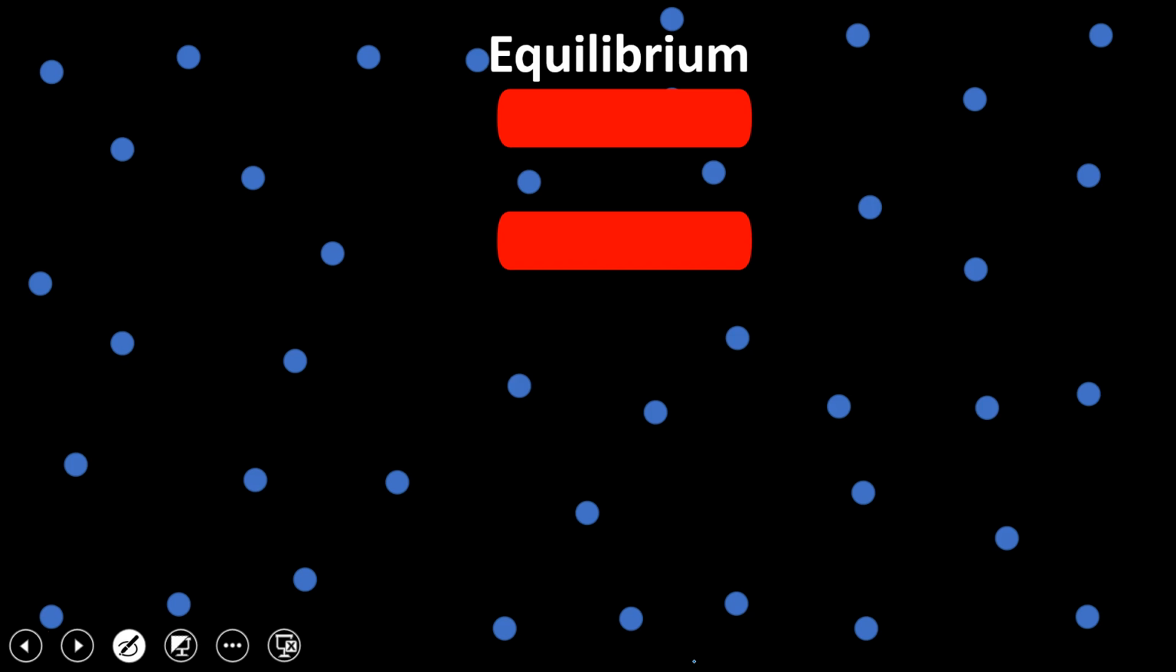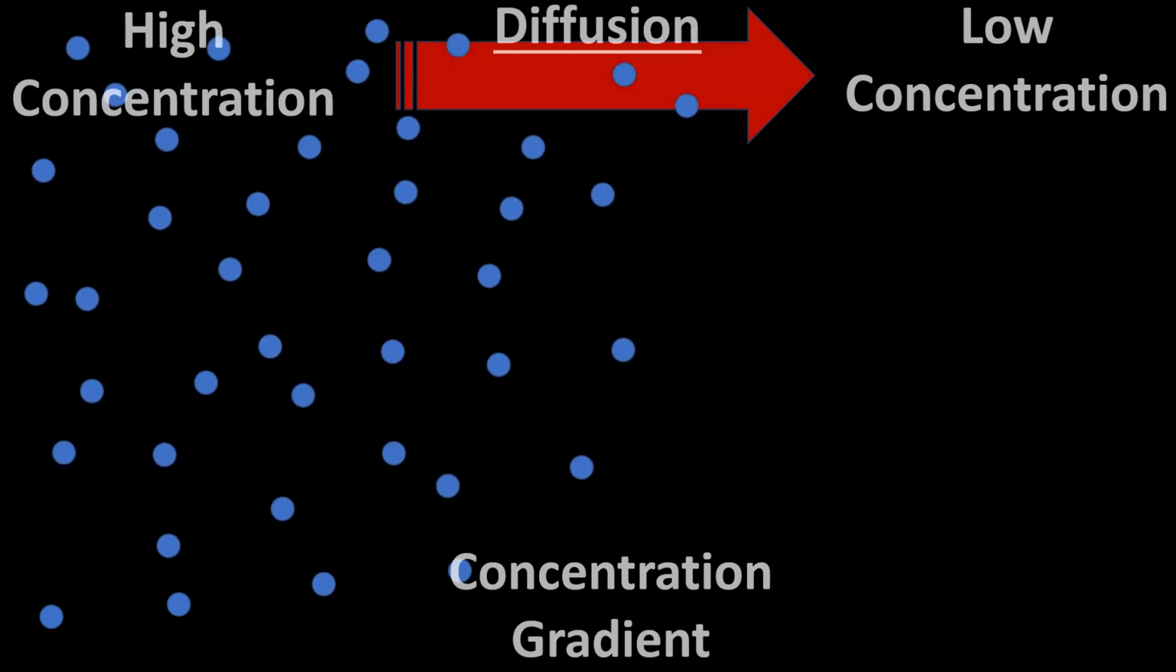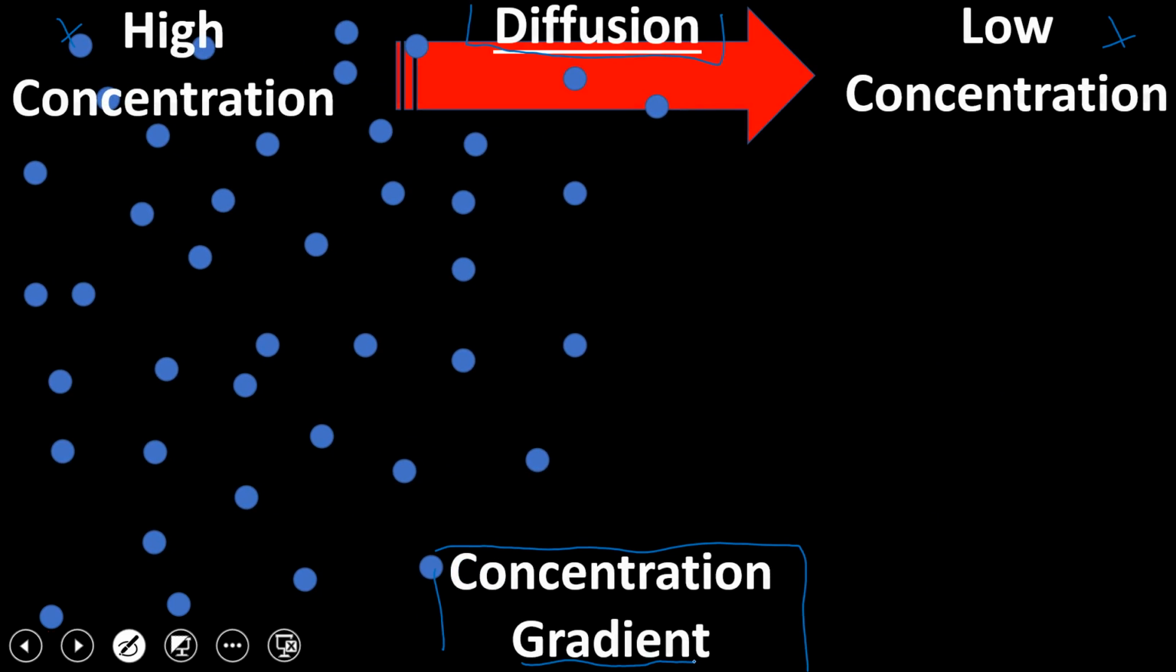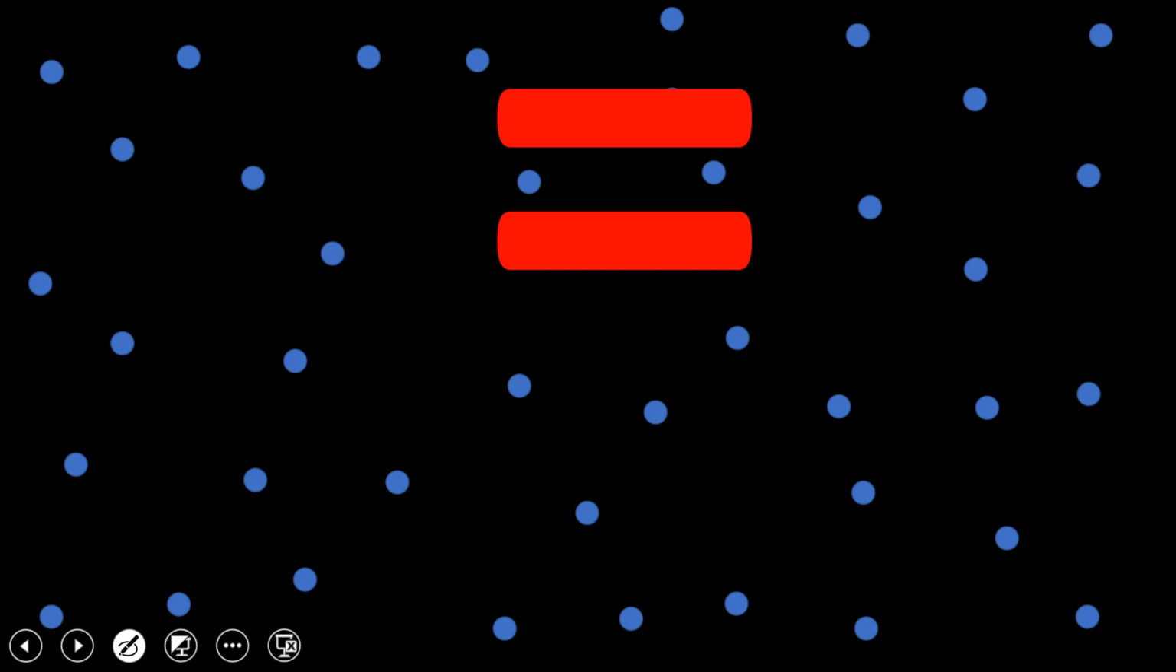Equilibrium is the exact opposite of a concentration gradient. So you can only have one or the other. Notice how there's not an equal amount of molecules. There's none over here and there's a lot over here. That's a concentration gradient. Equilibrium, there's an equal amount distributed across the whole space. Okay?